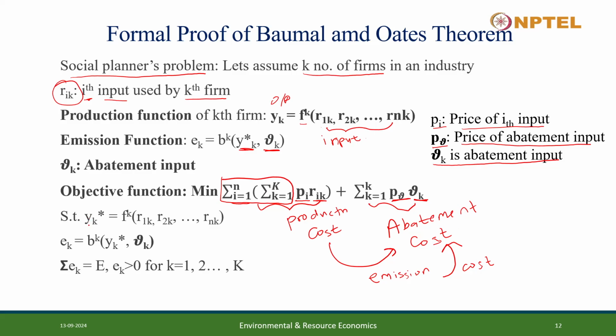Then what are my constraints? First is the output constraint, that is the production constraint. Second is the emission constraint. And third one is the tolerable maximum emission, this is my maximum emission. So the sum of all the emissions by the firms should not exceed some value, that is E. And each of the emissions is always greater than or equal to 0 for firm k equal to 1 to K, where capital K is the total number of firms.